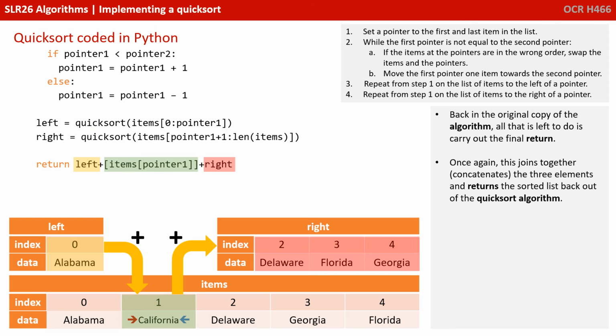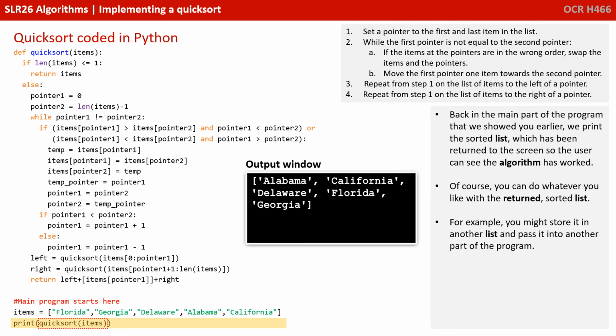Back in the original copy of the algorithm, all that is left to do is carry out the very final return. Once again, this joins together or concatenates the three elements and returns the sorted list back out of the Quicksort algorithm. Back in the main part of the program that we showed you earlier, we print the sorted list, which has been returned to the screen so the user can see the algorithm has worked. Of course, you can do whatever you like with the returned sorted list. For example, you might store it in another list or pass it into another part of the program.